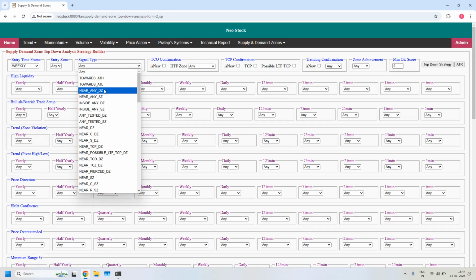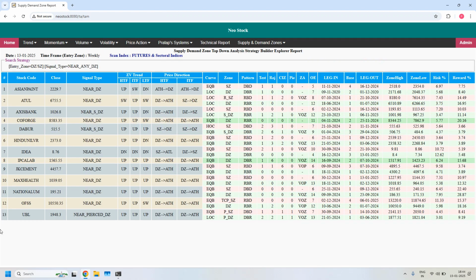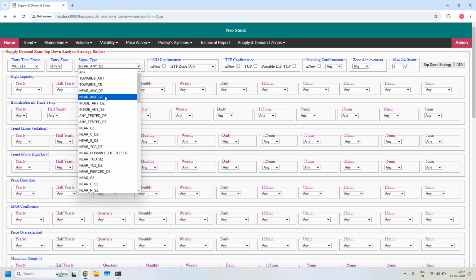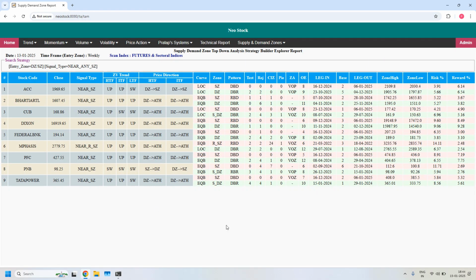Stocks near weekly demand zone. 13 stocks are filtered. Next, weekly time frame. Stocks near weekly supply zone. 9 stocks are filtered.